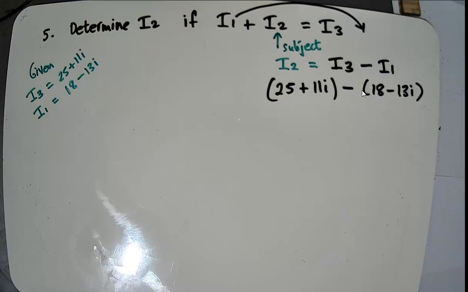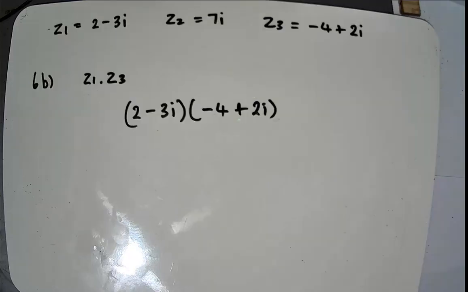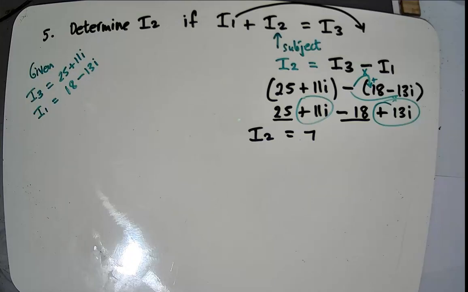Please note that there's a negative in front of those brackets. So we have the first bracket, minus 18 plus 13i. Adding up the real numbers, we get 25 minus 18. This will give us 7. And now we have the i's. 11i plus 13i will give us plus 24i. So our final answer is 7 plus 24i.